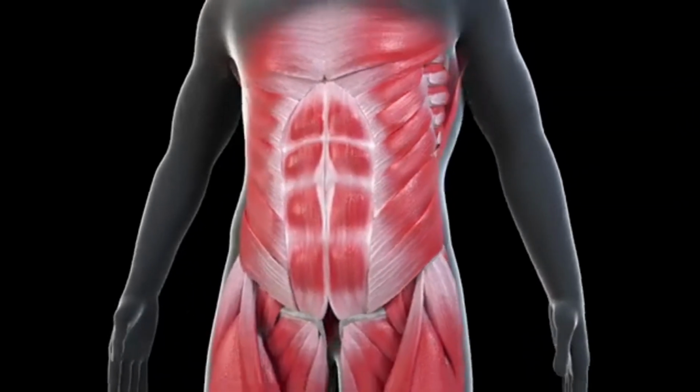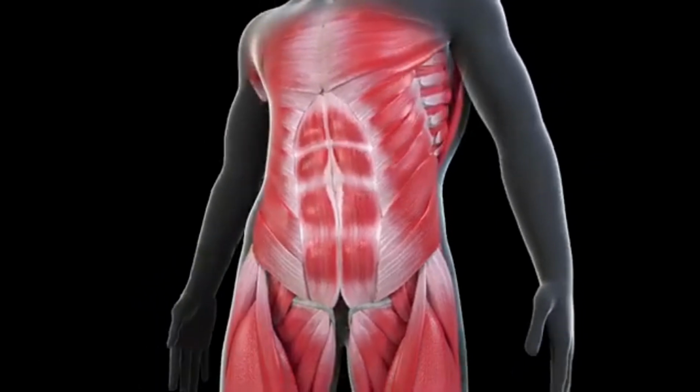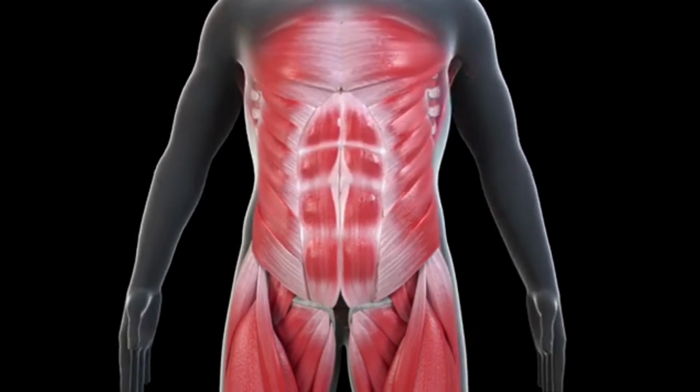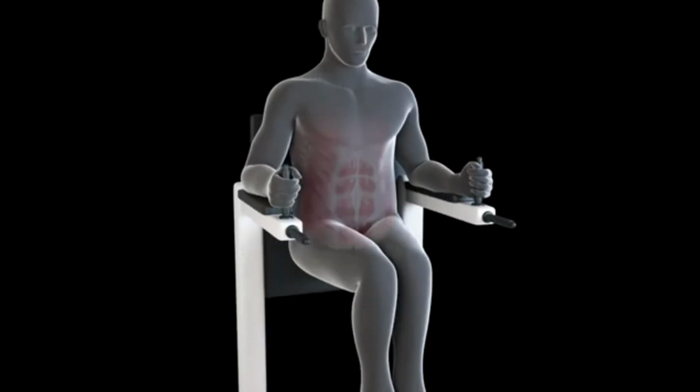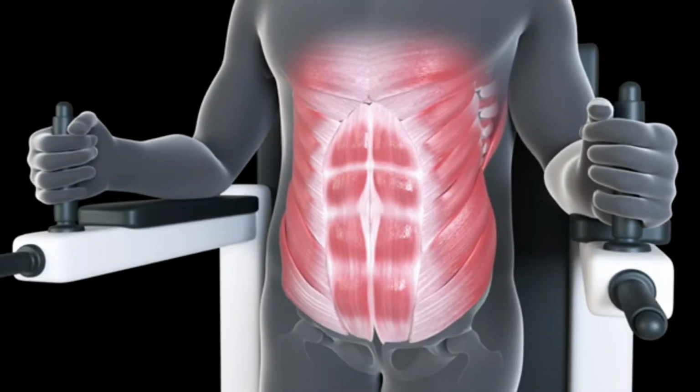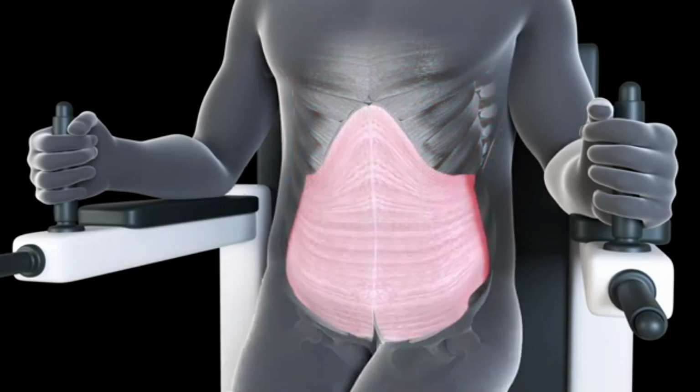Overall, the four muscles of the abdominal wall work together to provide stability and strength to the core. While each muscle has its own unique functions and movements, they all contribute to the creation of intra-abdominal pressure, which helps to protect the spine and internal organs during movement.